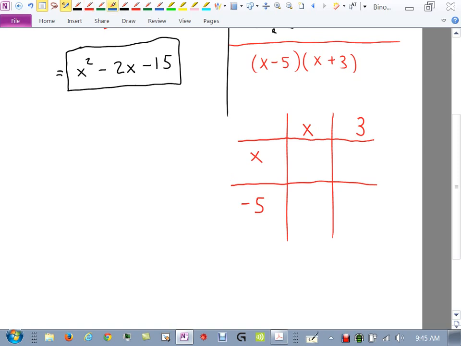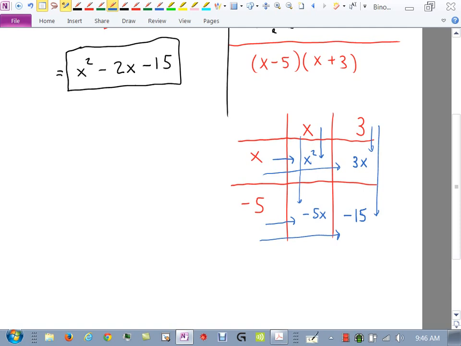Okay, and then what you do is, to figure out what's here, you say, all right, that's an x and an x multiplied together, right? What's x times x? X squared, so I put that here. To figure out what's here, I say, all right, that's an x and a what? -5. What's x times -5? -5x. All right, to figure out what's here, I have a 3 and I have a what? X, and that's going to give me a 3x. And then the last one here, I have a 3 and I have a -5. 3 times -5 is -15.